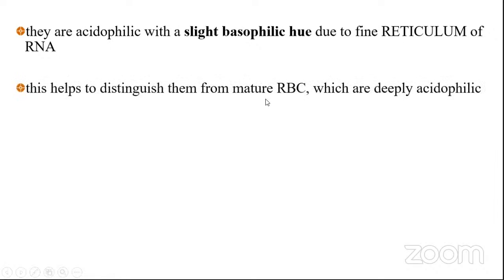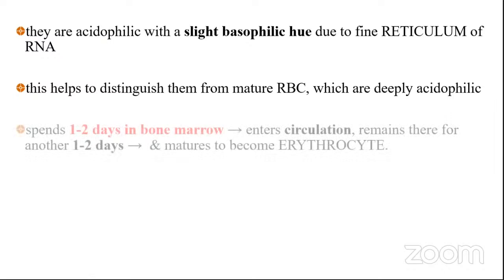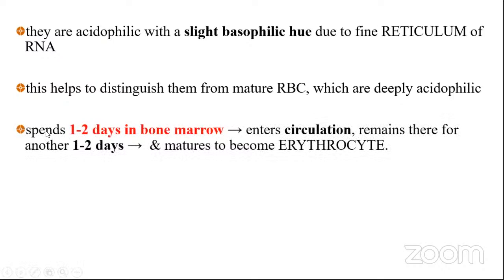This helps to distinguish it from the mature RBCs. What is the difference between the mature RBC and the reticulocyte on the microscope? It is the presence of the reticulum of the RNA. The reticulocyte spends about 1 to 2 days in the bone marrow, then enters the circulation and remains there for another 1 to 2 days, and finally matures to the erythrocyte.